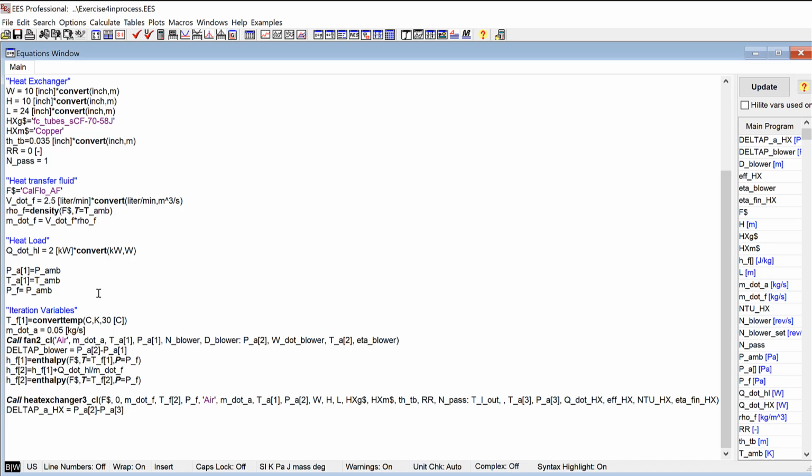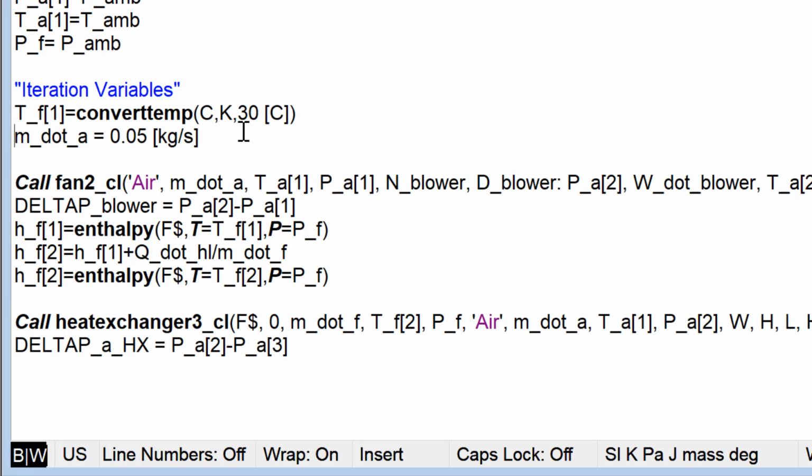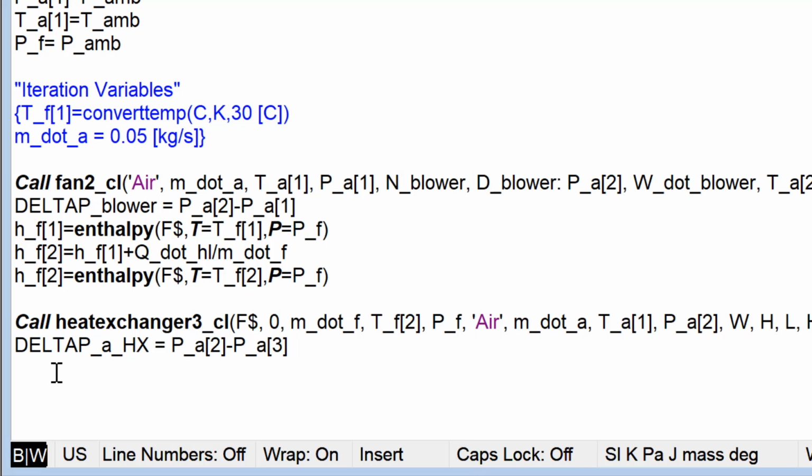So I'm updating all the guess values. I'm going to go up here and comment out these iteration variables. And then down here, I'm going to say that delta P AHX has to be delta P blower. So that should hopefully give us the right air mass flow rate. And I'm also going to say that TF, what did I call it? TL out is going to be equal to TF1. So hopefully that'll give us the right temperature.